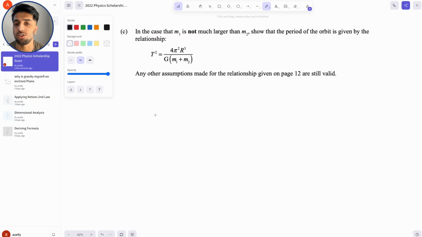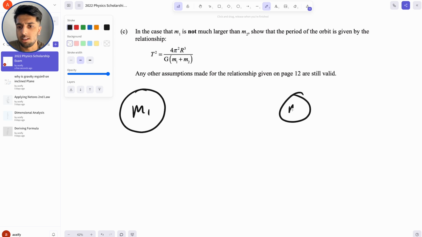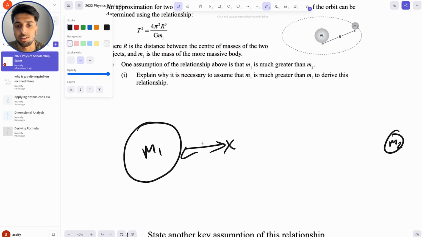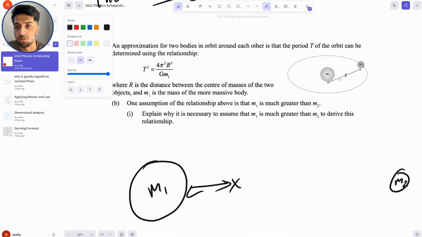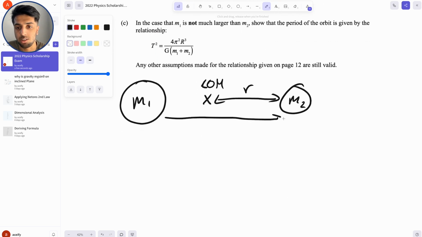In the case that m1 is not that much larger than m2, show that the period of orbit is given by this equation. Okay, so this is a proof, and so if we draw out m1 and m2, and if m1 is not that much more massive than m2, then the center of mass will probably be around here. Both of these masses will be orbiting around a shared center of mass. So we can define this distance here as little r, and in the previous question, the distance between the two masses was big R, so we can leave that the same.